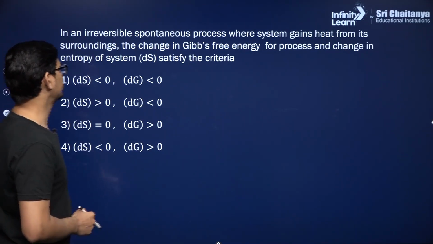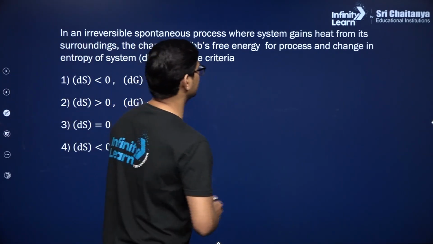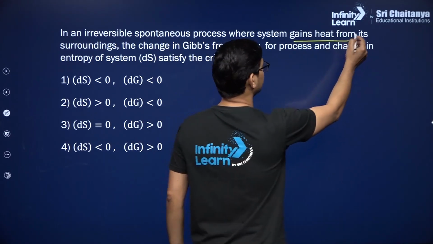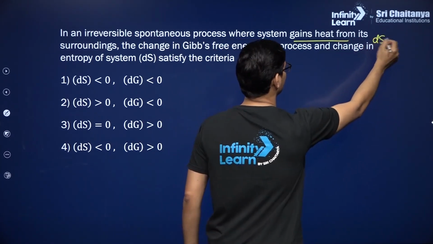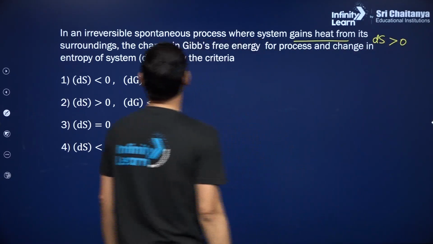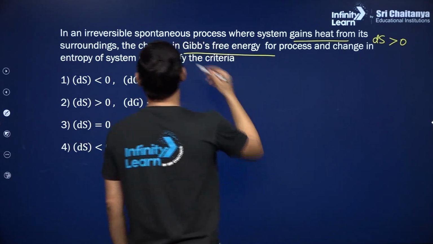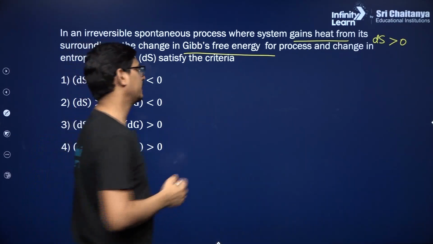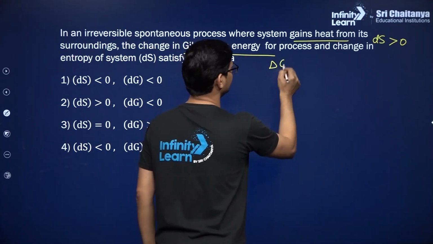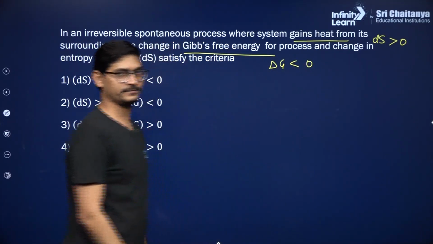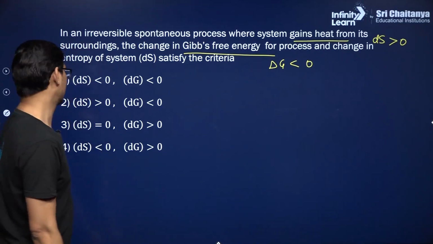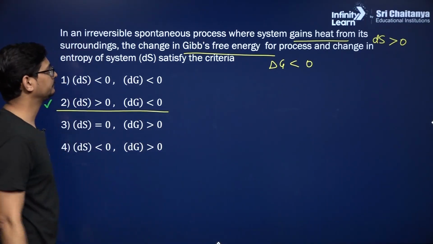In an irreversible spontaneous process where the system gains heat from surroundings, it absorbs heat, its entropy change should be positive. And Gibbs energy change is negative. So this is spontaneous. So Gibbs energy change delta G has to be negative because the process is spontaneous. So the correct answer is this.